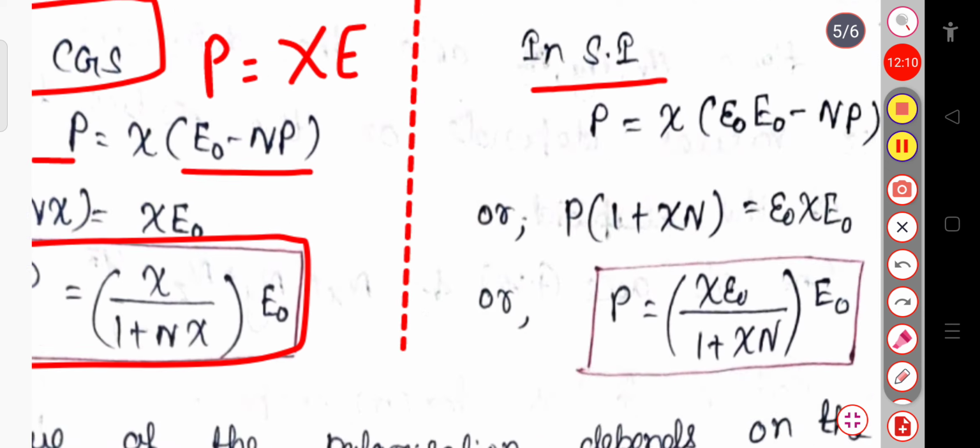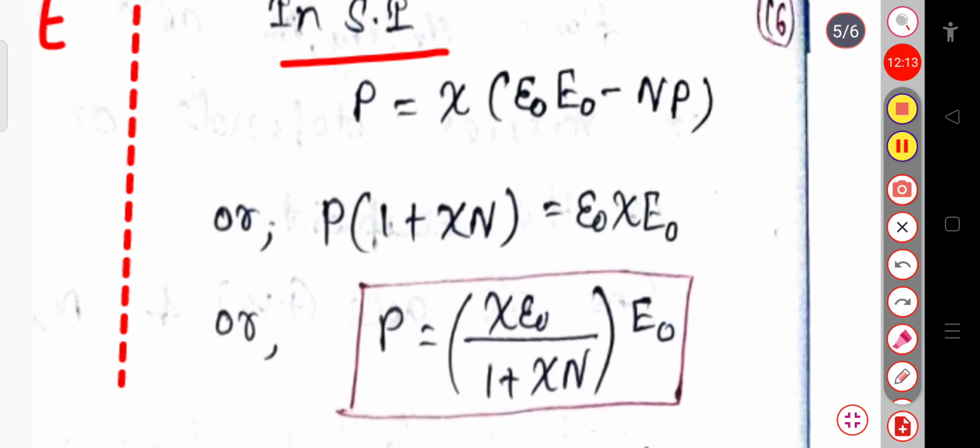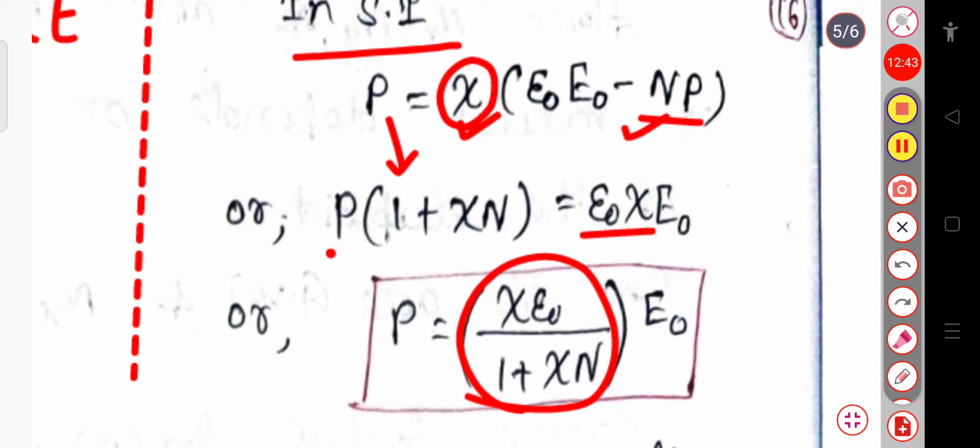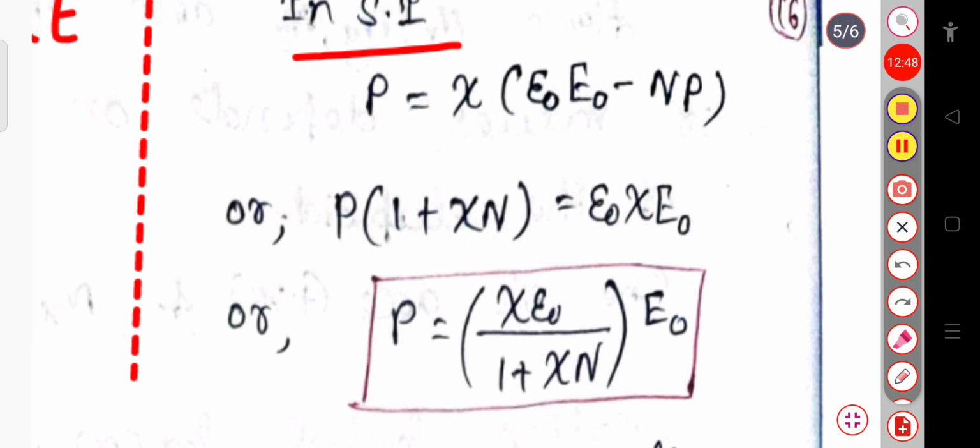Similarly, for the SI system, if we take this minus NP into chi term to the left hand side, this again becomes plus. Taking P common, the first term will be 1 plus chi into N, equal to epsilon naught chi E naught. So P will be equal to epsilon naught chi divided by 1 plus chi N, whole into E naught. This is the relation between the polarization and the electric field in case of the SI system.